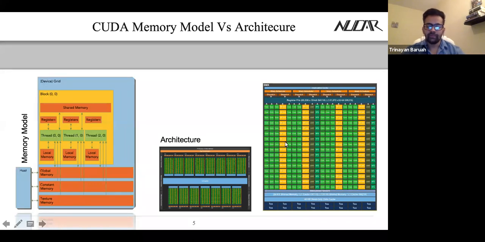On the right-hand side, we have the GPU architecture, which we have previously looked at. These are the different SMXs, the green ones. Each SM has a private L1 cache and a shared L2 cache.